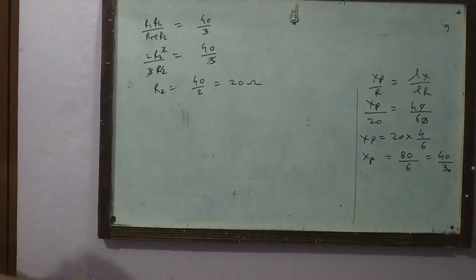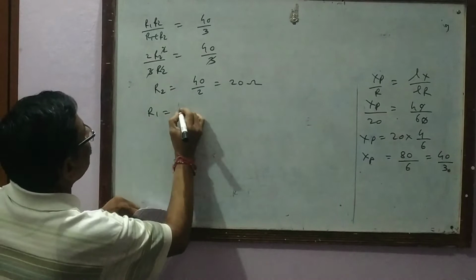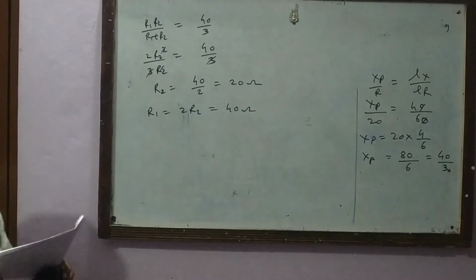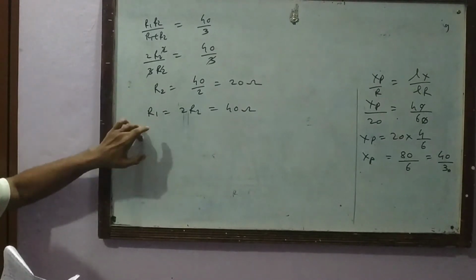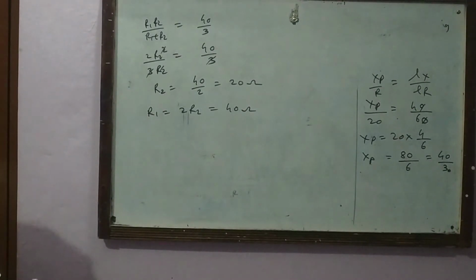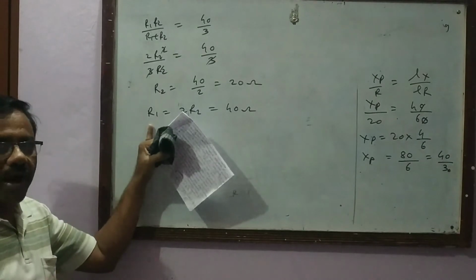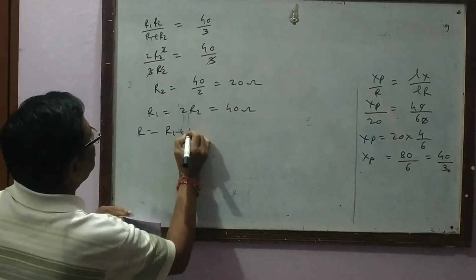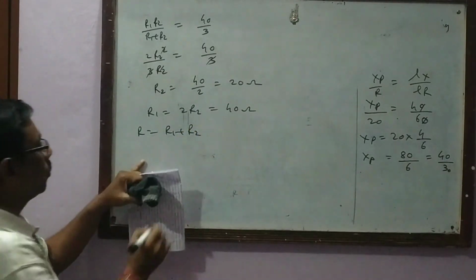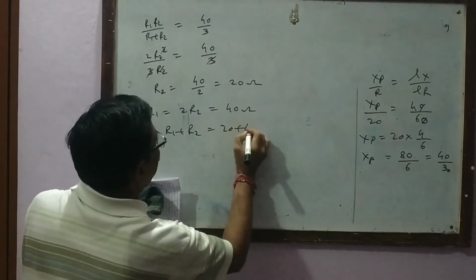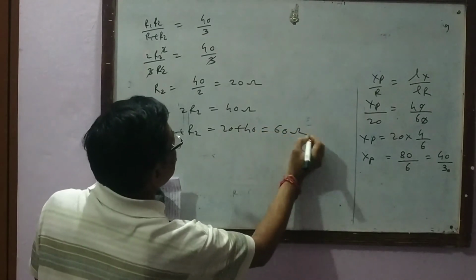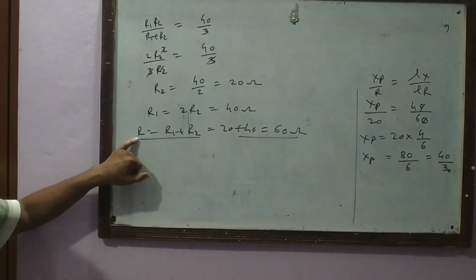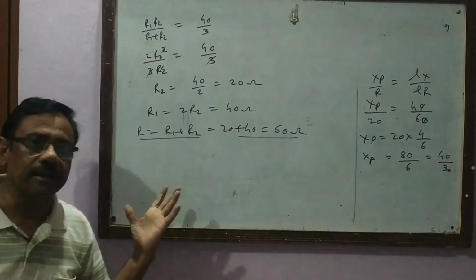R2 is equal to 20 ohm, and therefore R1 is equal to 2 times R2, that is 40 ohm. Therefore these are the two resistances, and the total resistance before breaking of the wire, R, is equal to R1 plus R2, which is 20 plus 40 is equal to 60 ohm. This will be the resistance of the wire before cutting.